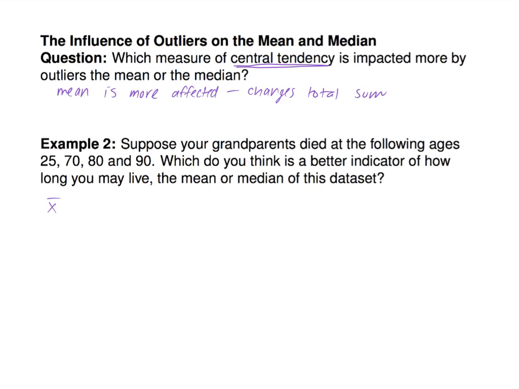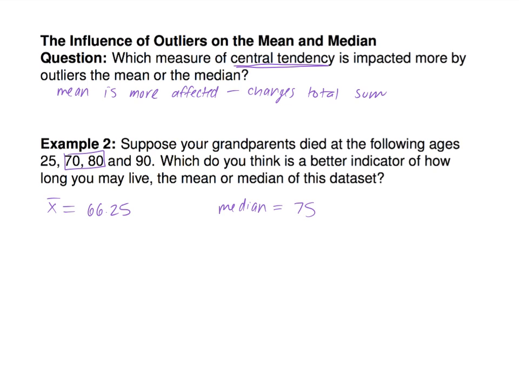So x bar, what's that going to equal? I didn't do this in my notes, so we should do 25 plus 70 plus 80 plus 90. I should have brought a calculator, but I emptied my backpack today, so make you pay. Okay, so 66.25. Do you guys agree with that? Okay. And then the median, that's going to be 75, isn't it? Because we have 4 values, so we need to average the 70 and 80, yes?